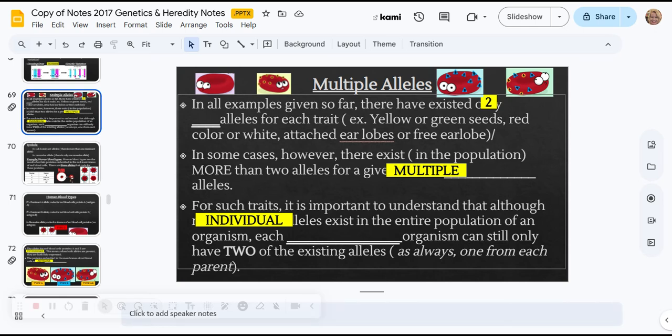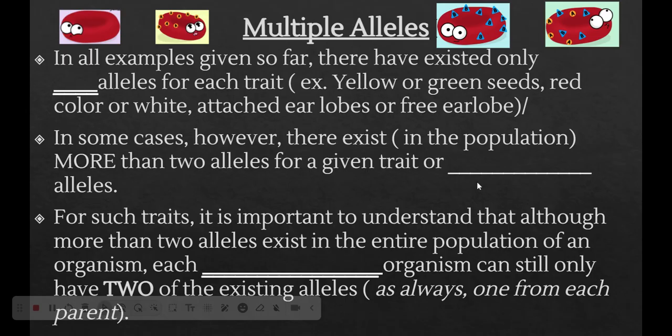Okay, this is about multiple alleles. In all examples given so far, there have existed only two alleles for each trait. Example: yellow or green seeds, red color or white, attached earlobes or free earlobes. In some cases, however, there exist in the population more than two alleles for a given trait, or multiple alleles.